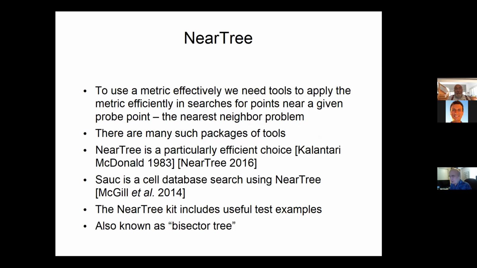So the other thing that we want to talk about here, and this is where Herbert's going to come in, is a piece of software we call NearTree. And we use it frequently in our work. We use it a lot. And the software SAUCE for searching for unit cells that is online stores all its data in trees. So with that, are we ready to go, Herbert?